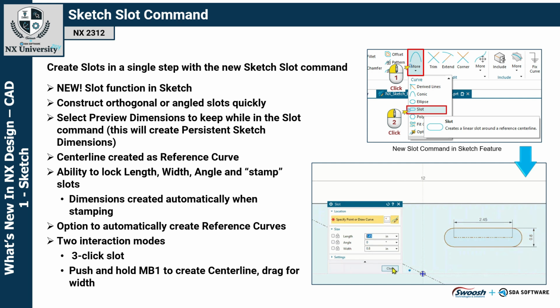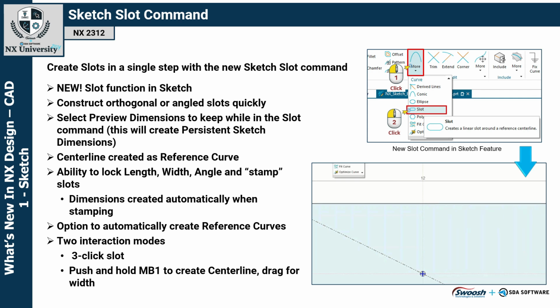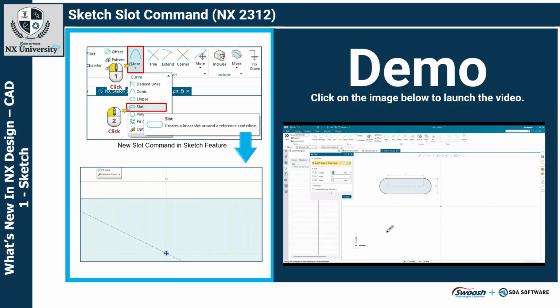There are two interaction modes available with the slot command: 3-click slot, or push and hold the MB1 to create center line drag for the width of the slot. Taking a look at a quick demonstration of this process.